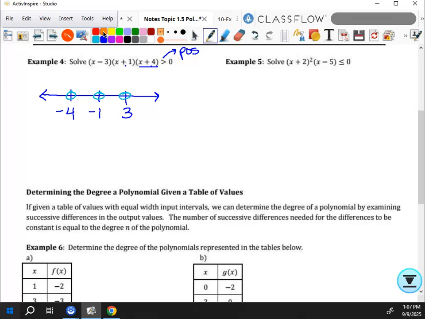So I'm going to pick something to the left of negative 4, something between negative 4 and negative infinity. Could I pick negative 5,800,000? Yes, but we're not going to do that. Let's pick negative 5, okay? So we're going to pick negative 5.